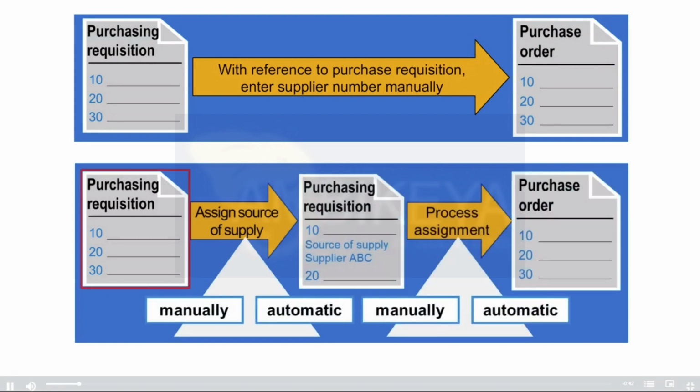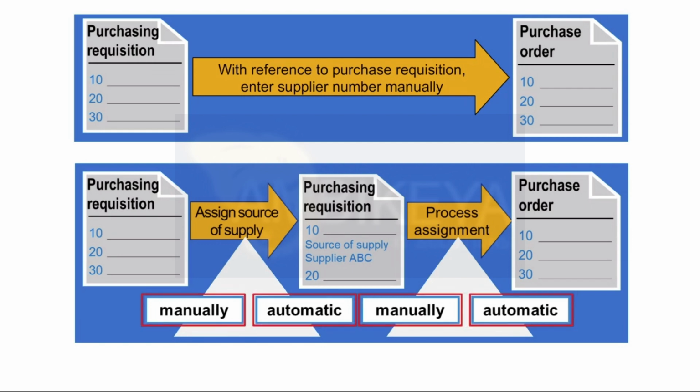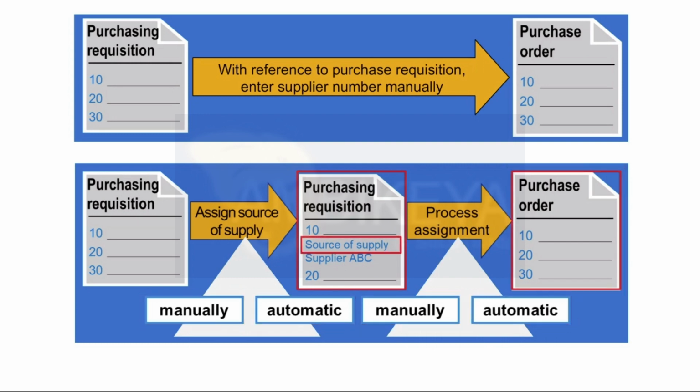You can assign a source of supply to a purchase requisition item in different ways. For example, you can directly enter a source of supply when creating or changing a purchase requisition item. You also can use the function source determination to let the system automatically determine the source of supply. You can manually or automatically convert a purchase requisition item with source of supply into a purchase order.